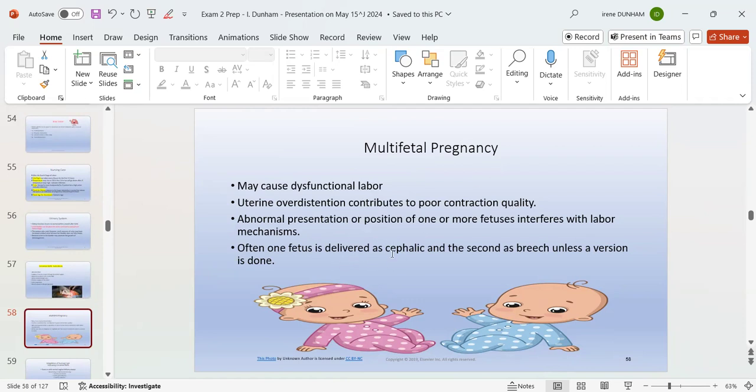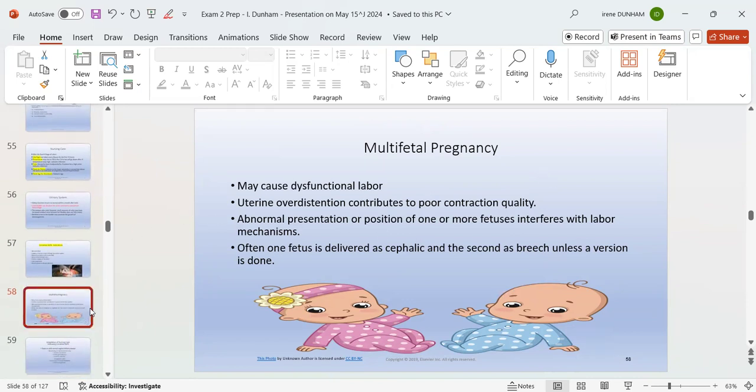So one is delivered as cephalic, okay, that's head first. And the other one can be breech. And a lot of times we try to change the baby around. We do a version. But a lot of times we'll do a cesarean. Okay. But you know, I was blessed to have two sets of twins vaginally.